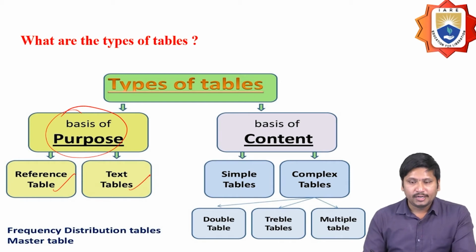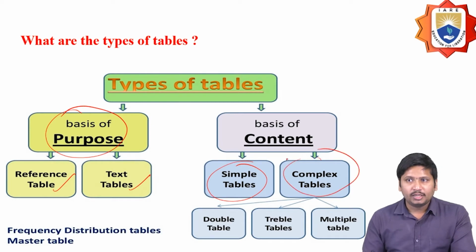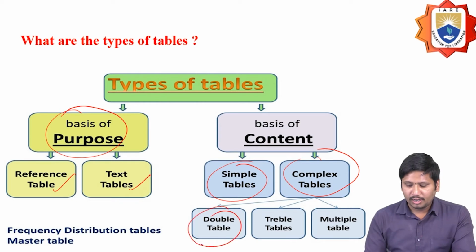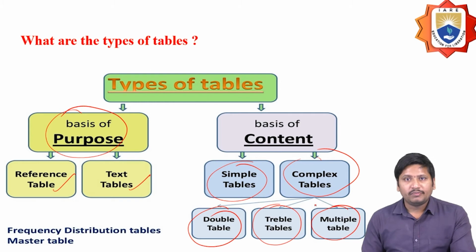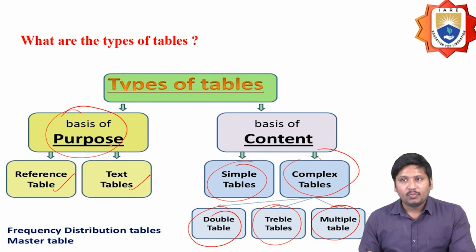Based on the content, the first one is simple tables, and then complex tables. This complex table is further divided into double table, triple table, and multiple table. So these are some of the different types of tables. The tables are classified based on purpose and based on content. Based on purpose means reference tables and text tables, and based on content means simple table and complex table. The different types of complex tables are double table, triple table, and multiple table.